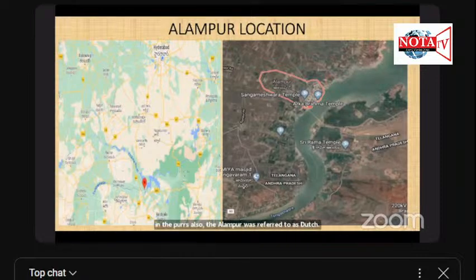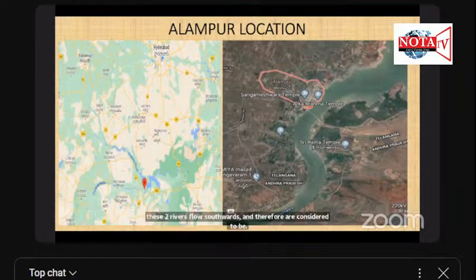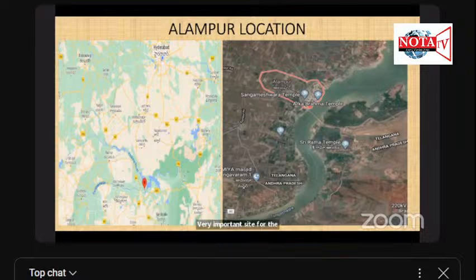They tried to make a comparison with Kasi because just like Kasi, which is on the confluence of Ganga and Jamuna, Alampur is also on the confluence of Tungabhadra and Krishna. And unlike Ganga and Jamuna, these two rivers flow southwards and therefore are considered very important sites for the construction of temples. Alampur was also regarded as Paschima Dwara, that is, the western gateway to the Sri Sailam Mallikarjuna temple.